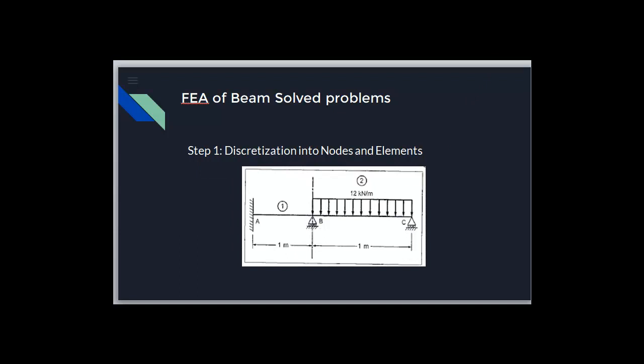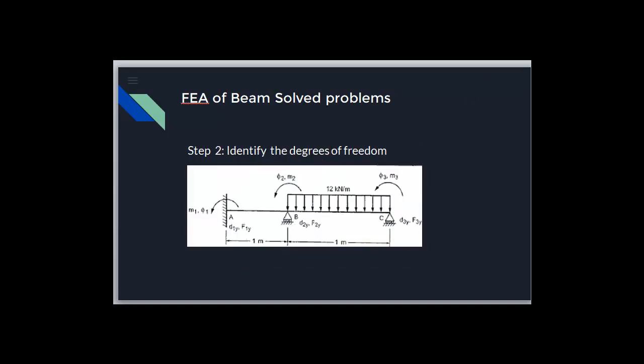After discretizing the beam into elements, now let us see the degrees of freedom of the beam element. The degrees of freedom of the beam element are based on the flexural deformation. The beam will have shear force and moment at each node. The degrees of freedom will be the vertical displacement and the rotation. Since we have 3 nodes in this beam, a total of 6 unknowns will be observed for the entire beam.